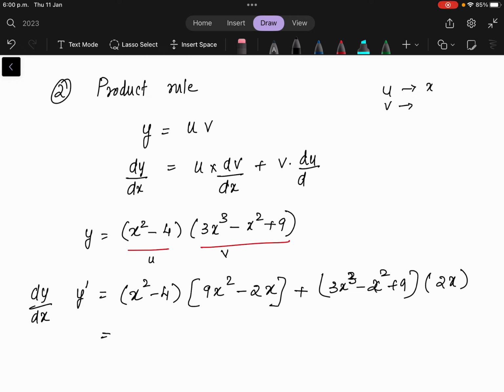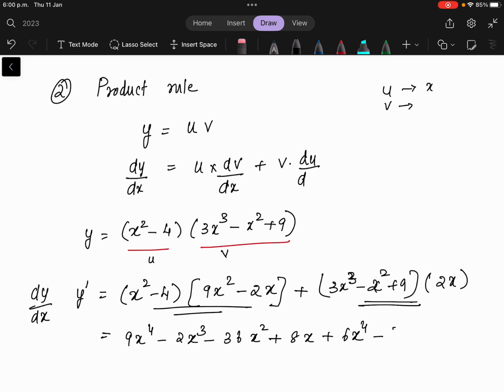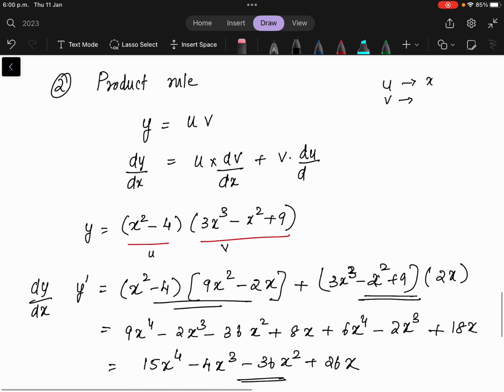Then you need to simplify this. So you work out this one, you work out this one, and simplify it, and you will get the answer. So it could be 9x⁴ − 2x³ − 36x² + 8x plus 6x⁴ − 2x³ + 18x, and then you will get it as total 15x⁴ − 4x³ − 36x² + 26x. Okay, now this works on the product rule.